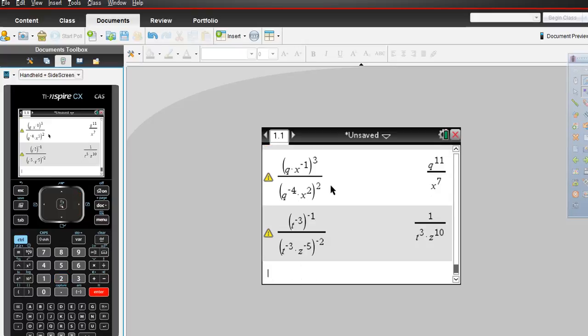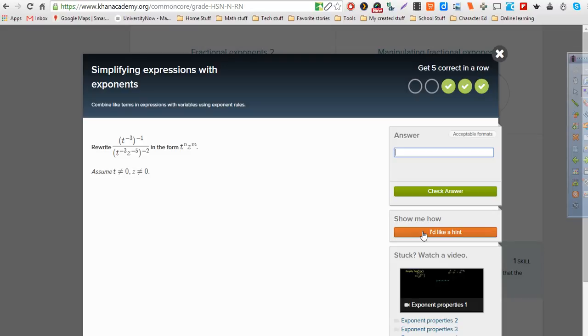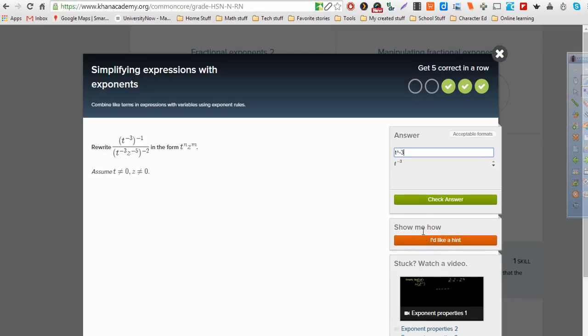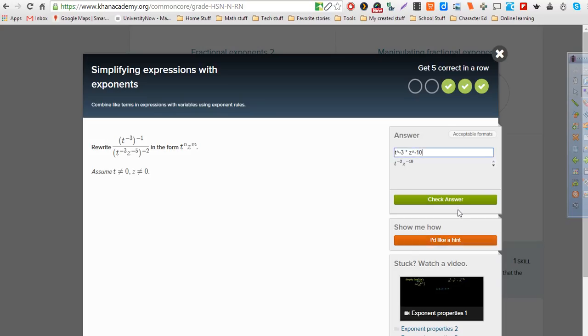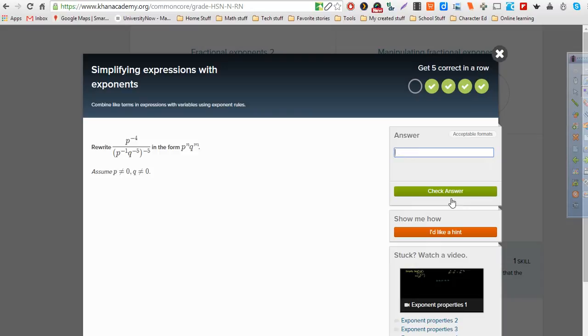And if I hit enter, aha! So the t is in the denominator and the z is in the denominator, so I'm going to have to move them both up and make both of these powers negative. So t to the negative 3, z to the negative 10. So t to the negative 3, and then I put a space, times, and then z to the negative 10. Was that right? T to the negative 3, z to the negative 10, yeah. All right, this is a good way to do it, man, using your calculator.